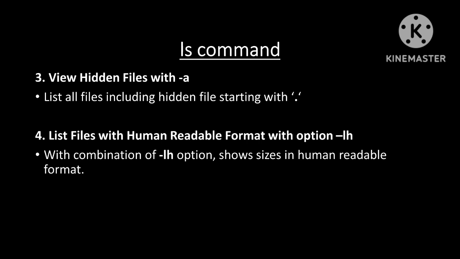Then number 4, if we want to list files in human readable format, then we have to provide the option -lh. Both are small l and small h. With this combination, it will show the file sizes in a human readable format. That means the sizes will be shown in KB, MB, GB, etc.